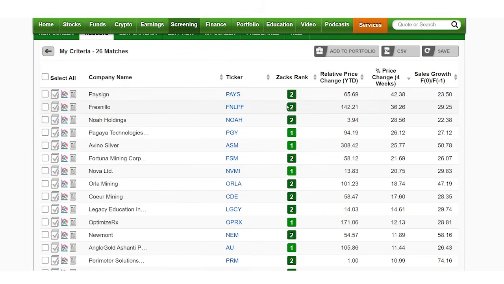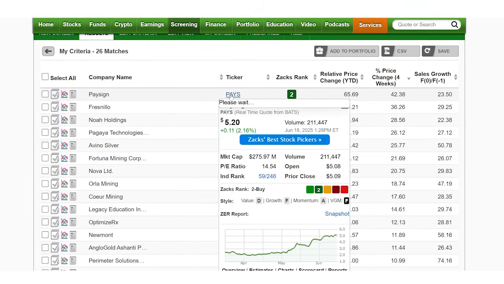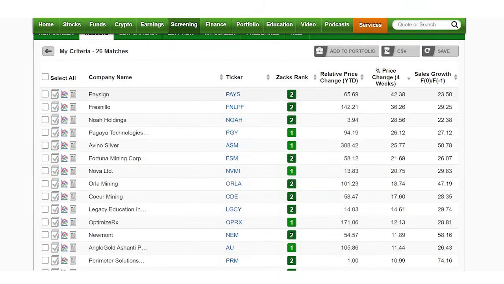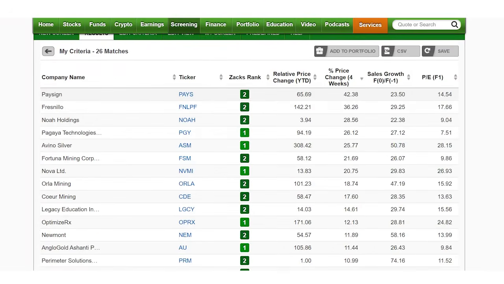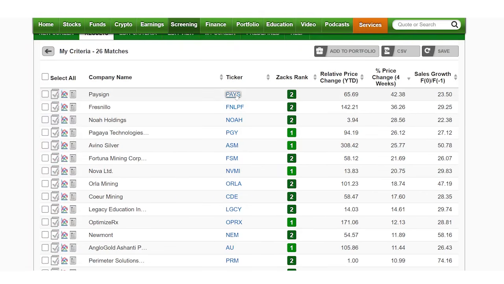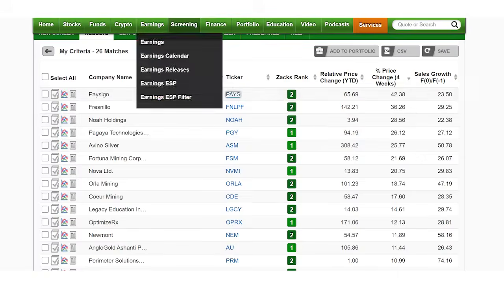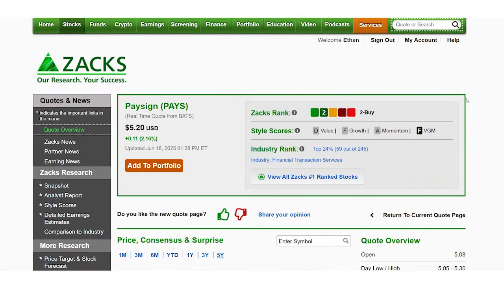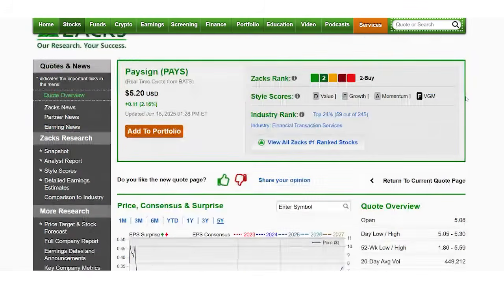So PaySign, I'm just going to get into it. I don't know much about it, but let's just take a look. I mean, that alone is very compelling. 42% return in the last month. Sales are supposed to grow 23%. And that's a very reasonable earnings multiple for a fast growing stock. So let's see, what is PaySign? I don't think I've ever heard of this stock. Let's see. This is just live, guys. I didn't do this before, so we may have just found a huge winner.